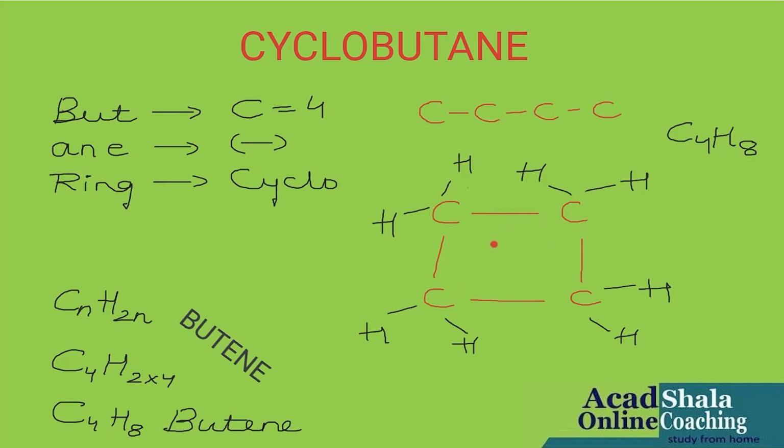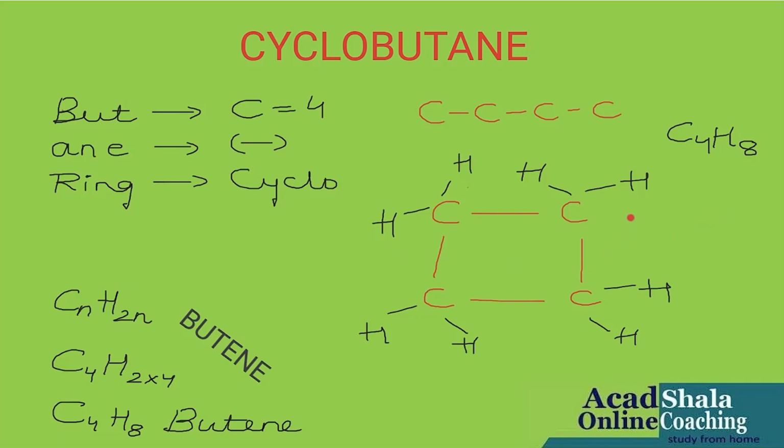Then I told him to write the molecular formula of this. So he said, ma'am, 4 carbons, 1, 2, 3, 4. He wrote C4. And how many hydrogens? Count 1, 2, 3, 4, 5, 6, 7, 8. So he wrote C4H8. That is in front of you.